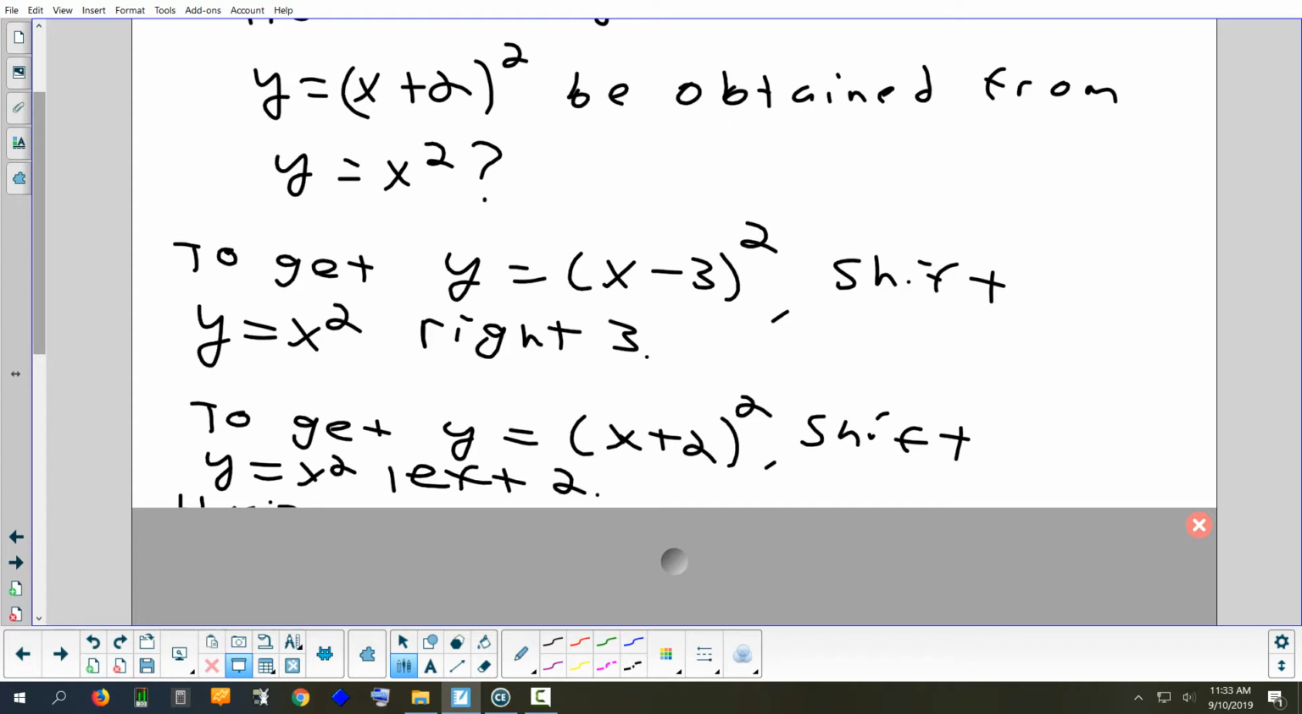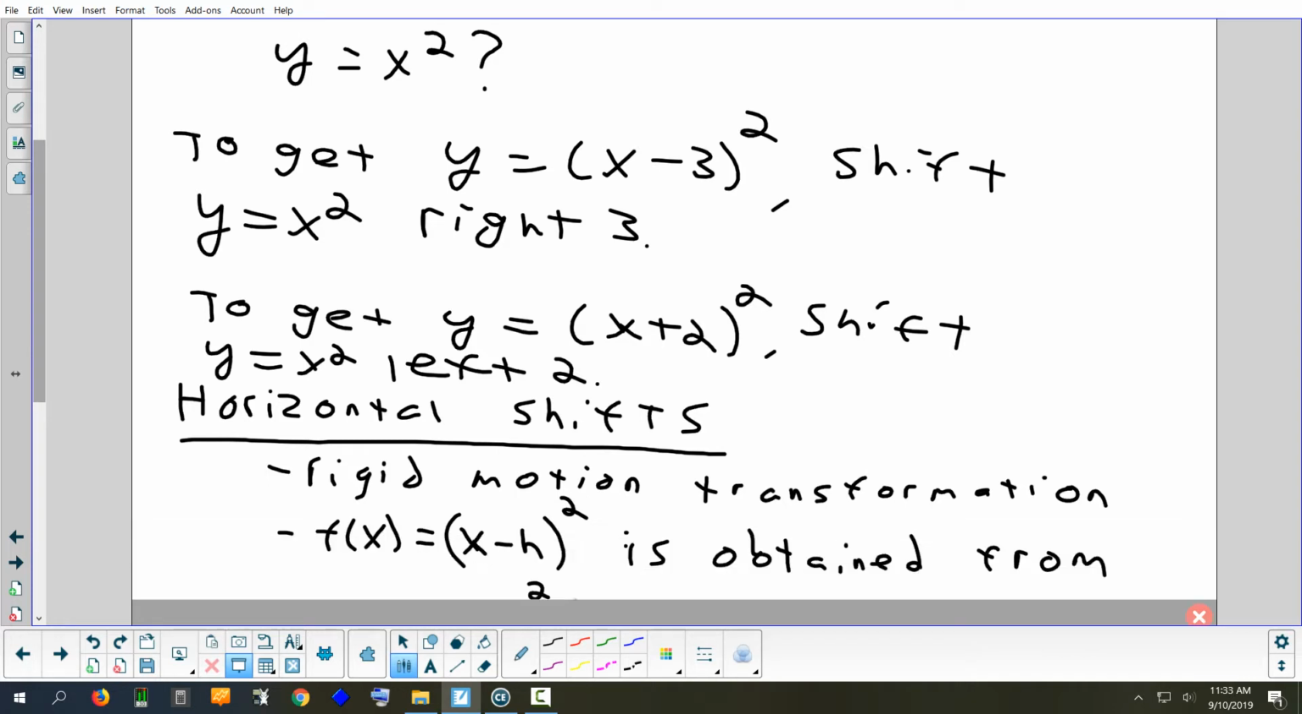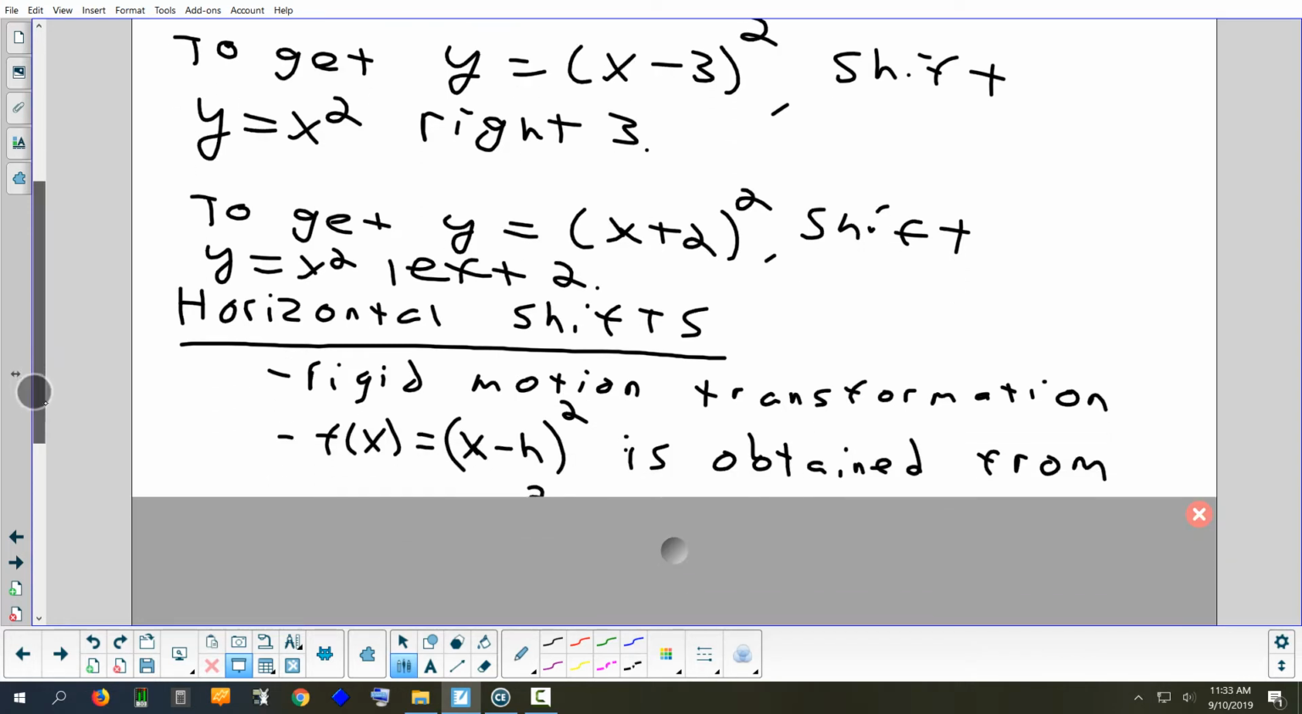So this is another rigid motion transformation. It's not distorting it, it's just moving what you have. Since this one is kind of backwards from what you would think, you just have to remember that plus shifts left, minus shifts right.